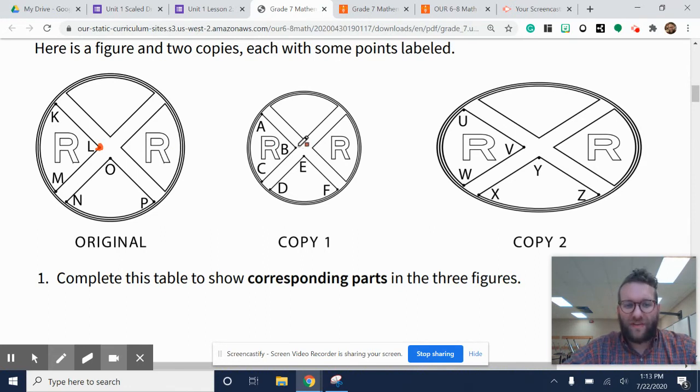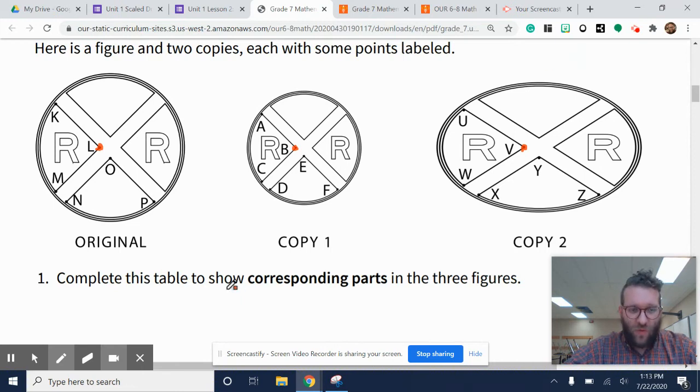So the point that is in the same relative location on this is point B. And the point in the same relative location on this copy is point V. All three of those points are corresponding points to one another because you have an original and you have copies. And because they are copies of this original, it has those corresponding points. They're in the same relative location on the original and the copies.